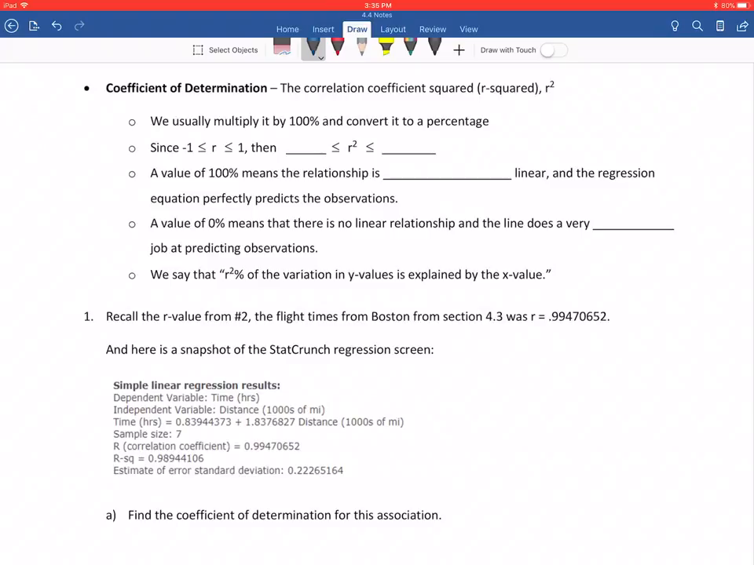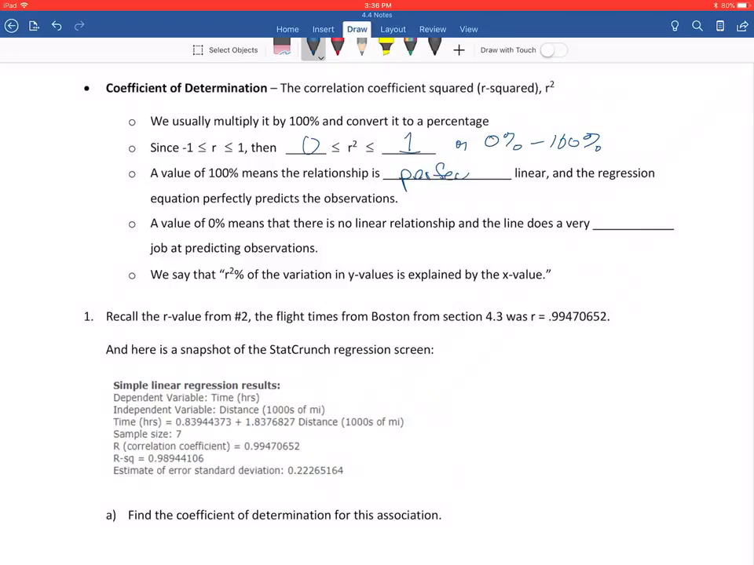Okay, last idea is what we call the coefficient of determination. That's the correlation coefficient squared. So you take that R value that you get and you square it. Usually these are converted to percentages. So when you talk about an R squared value, usually you give it back as a percent. Because R is between -1 and 1, if you square those, then your R squared value will end up between 0 and 1, or between 0% and 100% if you give it back as a percentage.